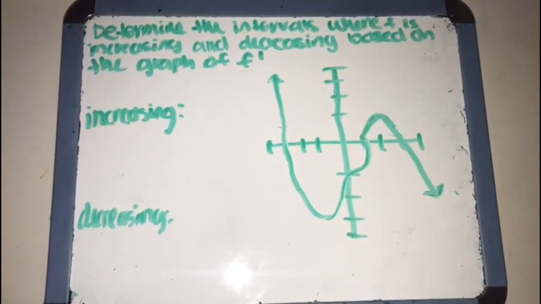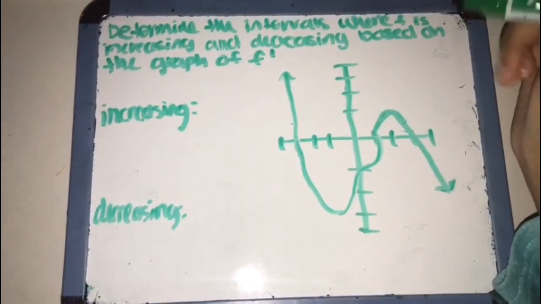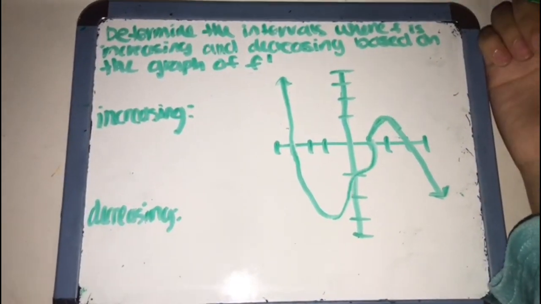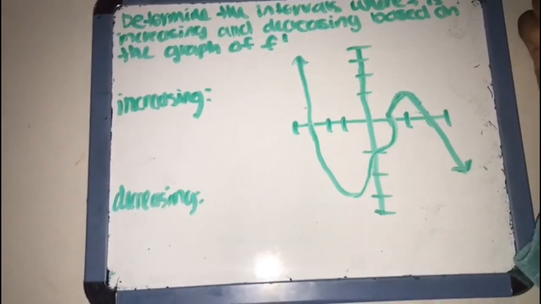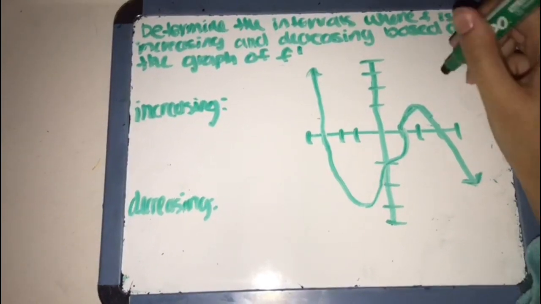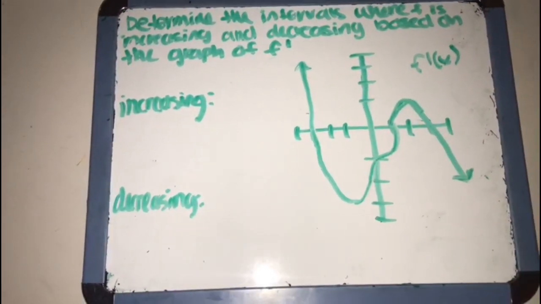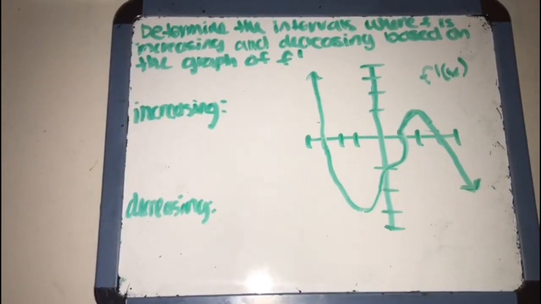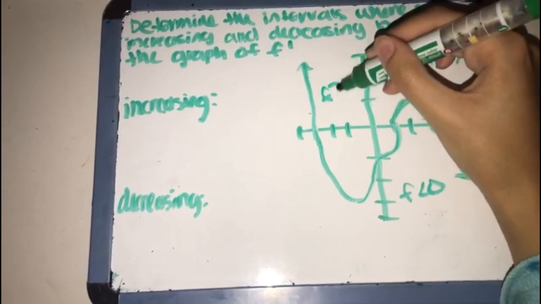Hey guys, so this is the graphic portion of the GNAW problem, and let's try solving. Determine the intervals where f is increasing and decreasing based on the graph of f prime. So this is the f prime of x graph here, and basically this is where f prime is less than 0 and this is where f prime is greater than 0.